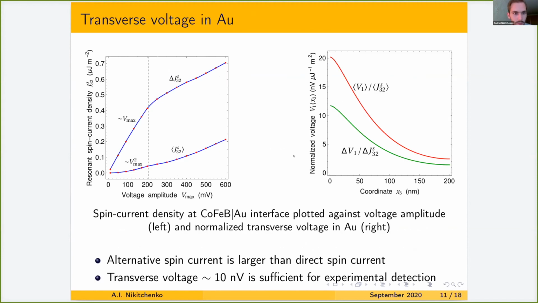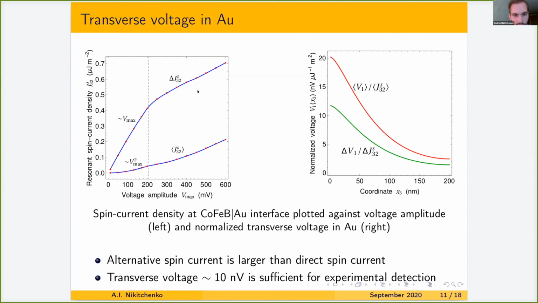And using this data, we calculated the AC and DC spin currents at the main peak entering gold as a function of voltage amplitudes. We can see that in the linear regime, the AC component is linear and the DC component follows the square law. And here some non-linear regime with secondary peaks and breaks appears.